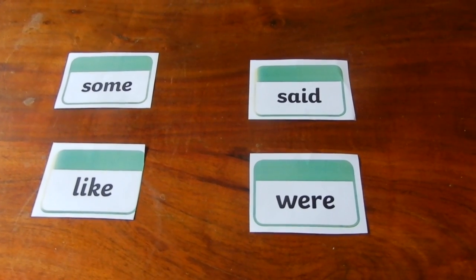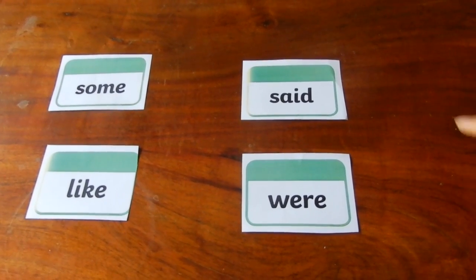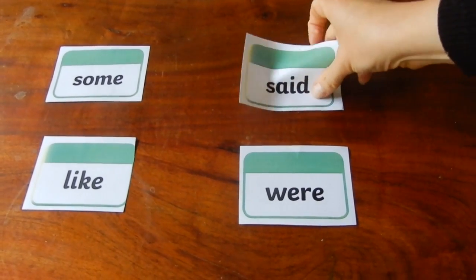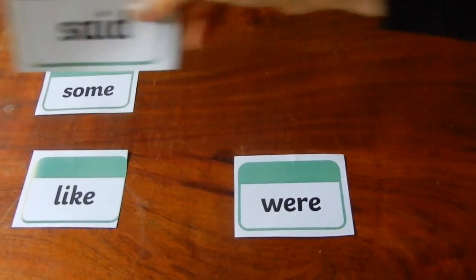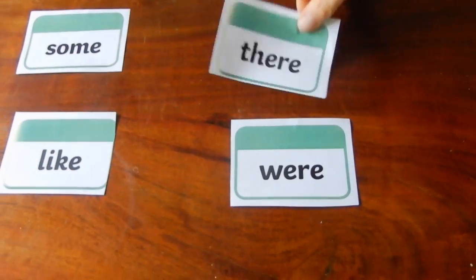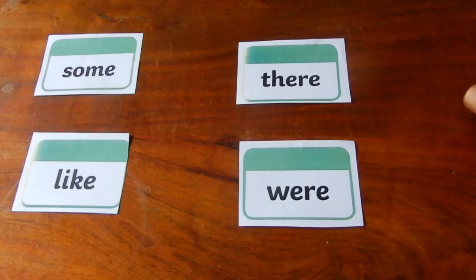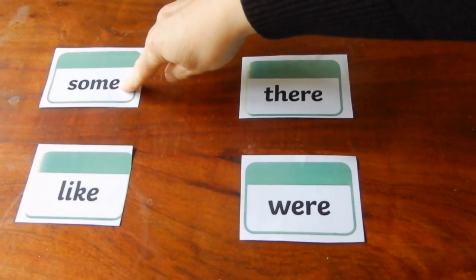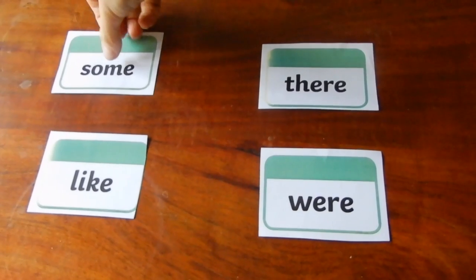Said. Helping you at the beginning, helping you at the end. Said, here it is. So our A sound that we're used to is making an S sound instead. So we've got said. Right, now can you point to the word that says some? Some. Here is some. This is helping you.